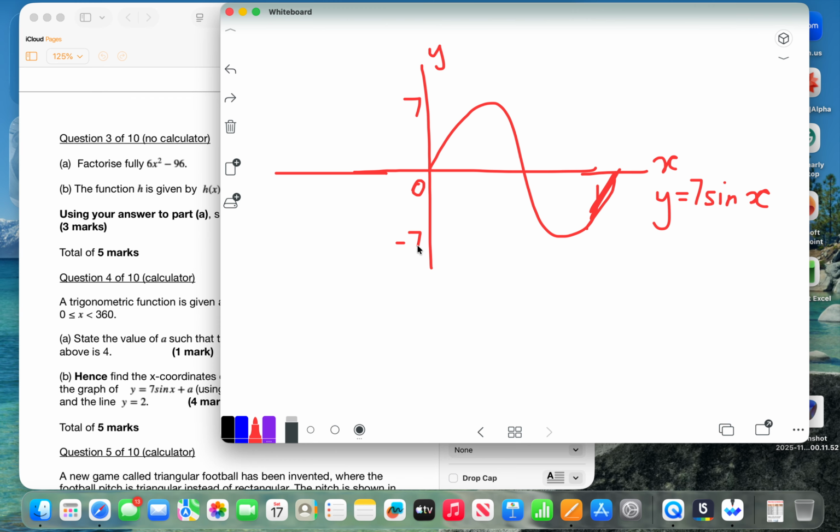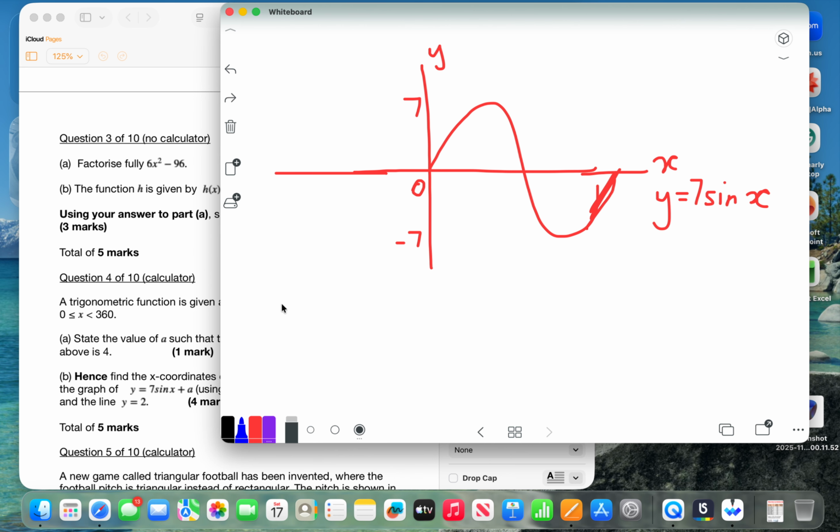The idea is if we have the graph of y equals 7 sine of x plus a. Now the plus a means that the graph shifts up a in the vertical. So if it's plus 1, the whole thing shifts up 1. If it's plus 5, the whole thing shifts up 5. So we need to shift it either up or down so that the maximum is 4, not 7.